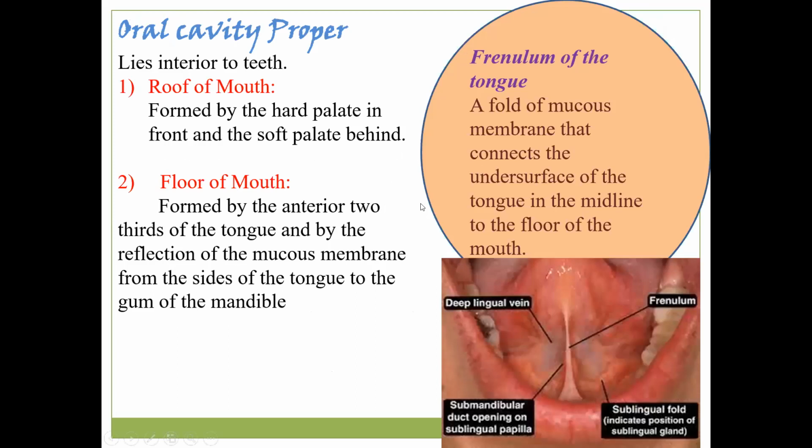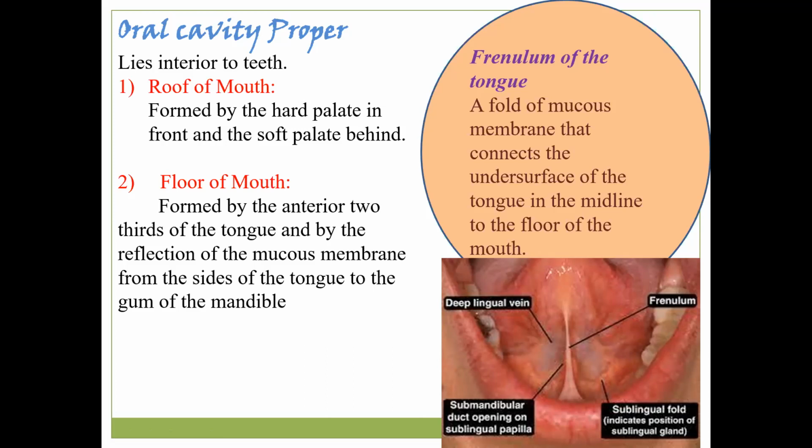Then let's talk about the oral cavity proper. This oral cavity proper part is the place we can see interior to the teeth. The structures lie between the teeth. So it has two main parts, the roof of the mouth and the floor of the mouth. As I mentioned earlier, the roof is formed by the palate. The palate has two parts. The anterior part is the hard palate and the posterior part is the soft palate.